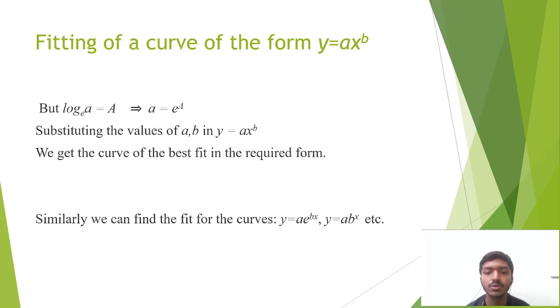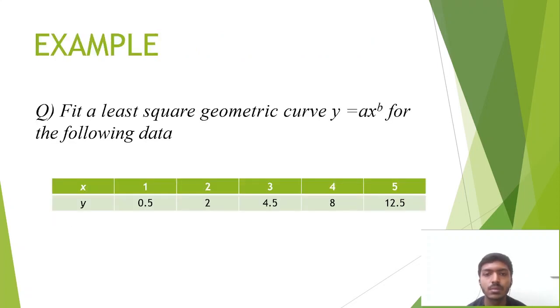Here we can use this procedure to find the fit for the curves of the form y = ae^(bx) and y = ab^x, etc. Let us now move on to the example. The question is, fit a least square geometric curve y = ax^b for the following data. And here in the table x equals 1, 2, 3, 4, 5. For the corresponding x, we have y equals 0.5 to 4.5.